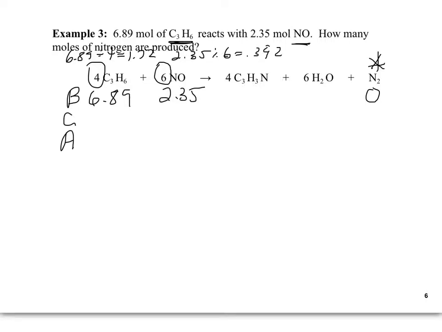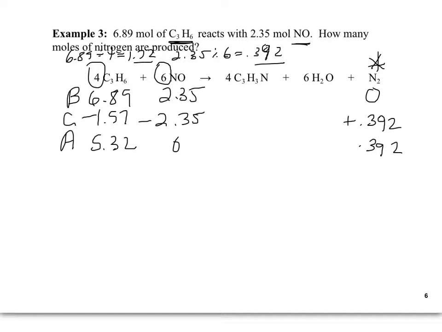So I'm going to compare these two numbers. The smaller one is going to be my limiting reactant. So I figured out what the numbers would be if the coefficients were 1 instead of a 4 and a 6, and now I can just compare them and pick the smaller one. So in this case, the 0.392 is a smaller number. That makes this NO, nitrogen monoxide, the limiting reactant.